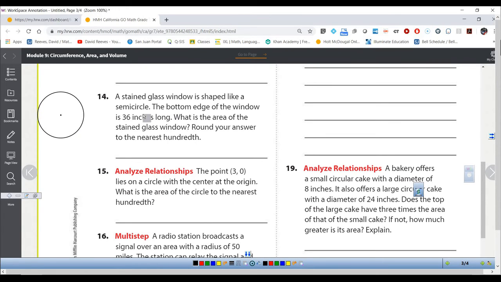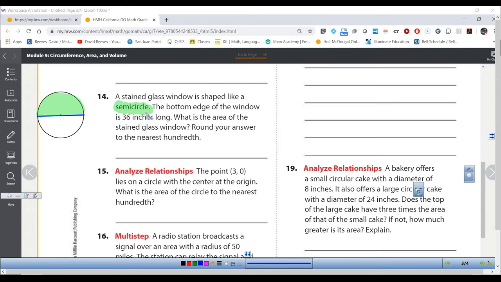All right, now a semicircle right here, that is half of a circle. So right there, I'm going to cut that circle in half. So we are only looking at, and I'm going to just do the top half here. We're looking at the top half of this circle, the colored part, okay? That would be a semicircle.